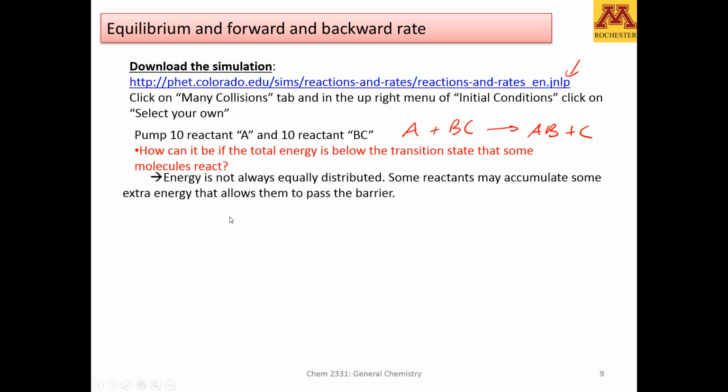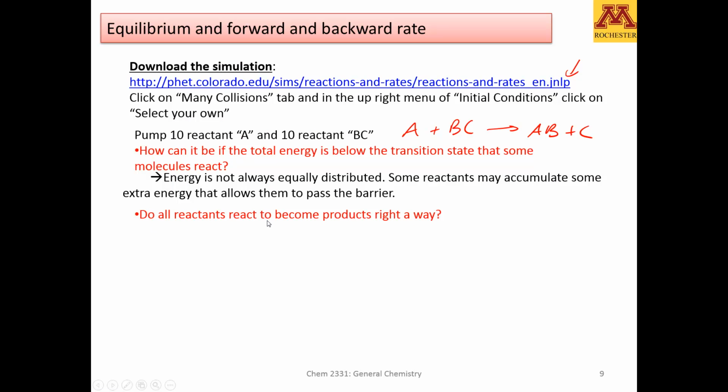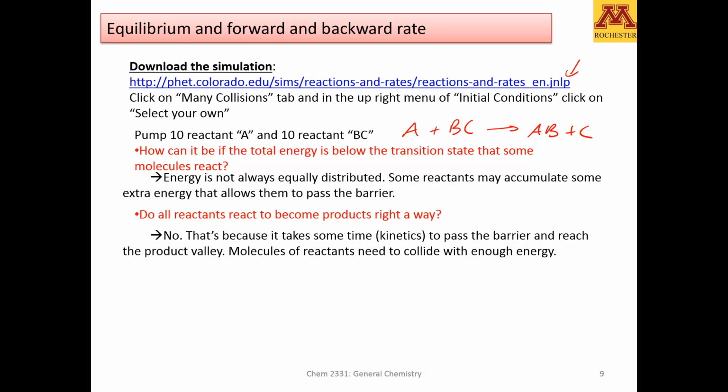So now the next question is, do all reactants become products right away? Let's see if we can increase the temperature so that we are above the transition state. Okay, notice that now we have some. So, do all reactants become products right away? No, there was a process. The reactants needed to collide with the right orientation and with the right energy. So no, not all of them, because not all of them have the right amount of energy or the right orientation.